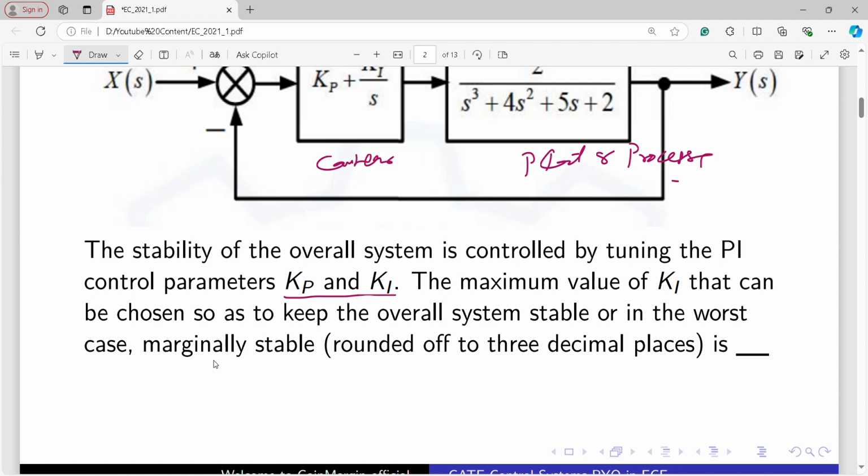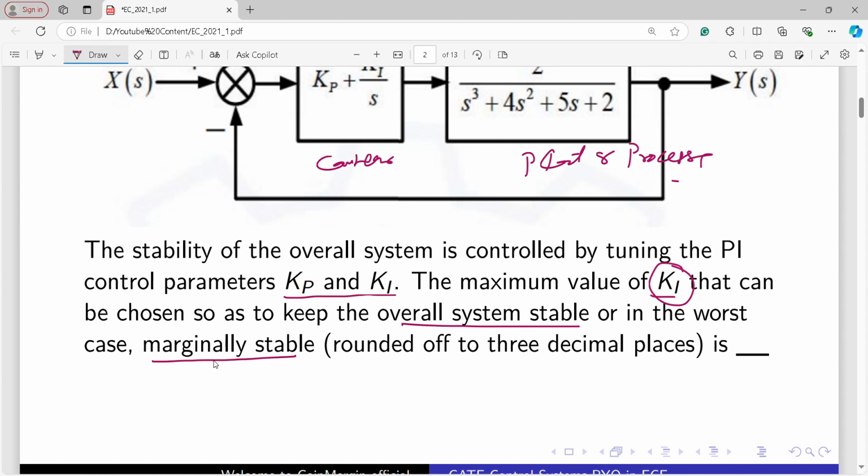And they are asking for the maximum value of Ki, that is, what integral Ki value can be chosen so that the overall system stays stable, or at the verge of stability, which we call marginally stable. So we need to find out the maximum Ki value here. So how to solve this?